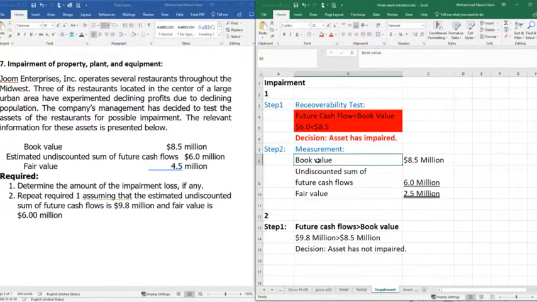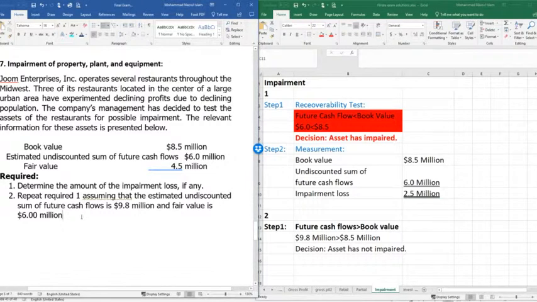So we will calculate the impairment loss. Book value is 8.5 million and fair value is 4.5 million, so the impairment loss would be 4 million.